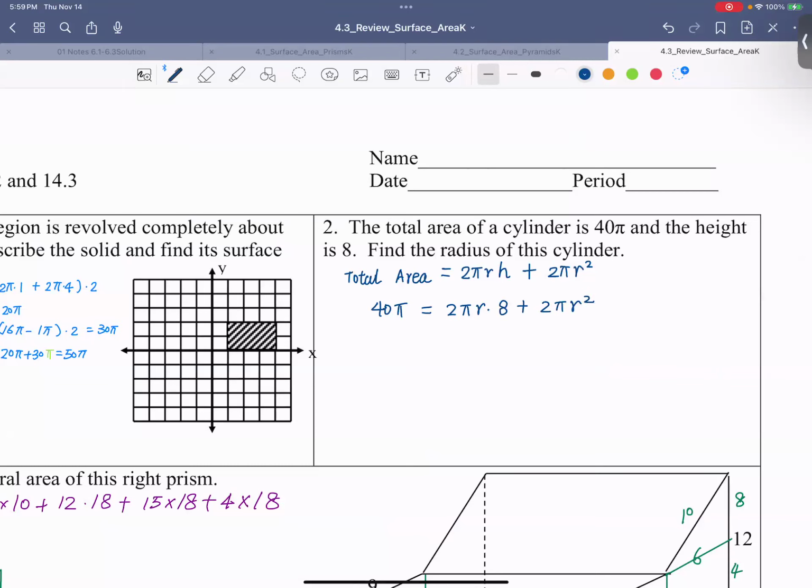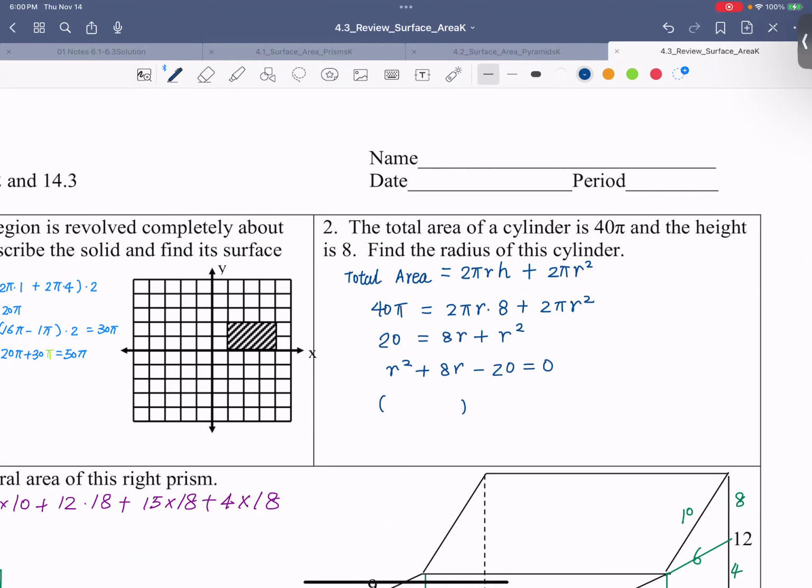Very good. You want to solve for r? Both sides have pi. Can you please cancel? Do I divide by pi? I will divide by 2 pi for each one. Go. 20 equals r times 8 plus r squared. Okay. So that means you have r squared plus 8r minus 20 equals 0.